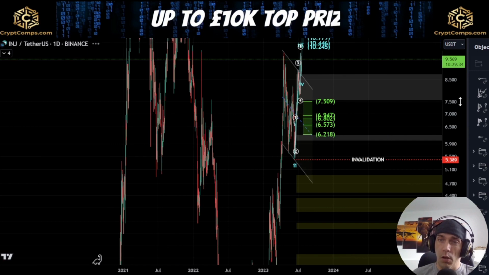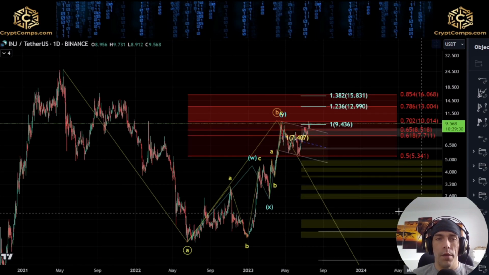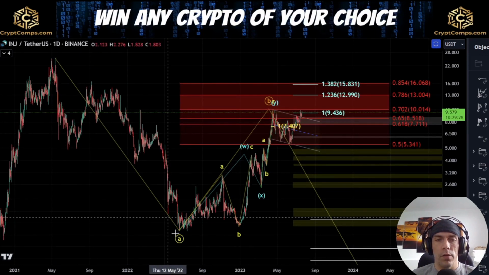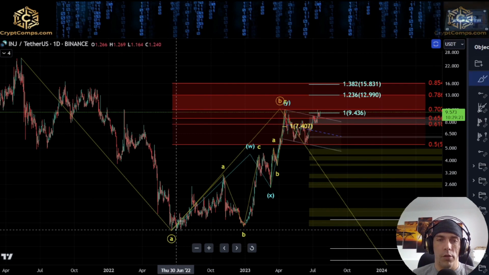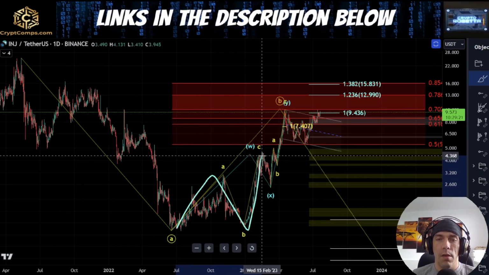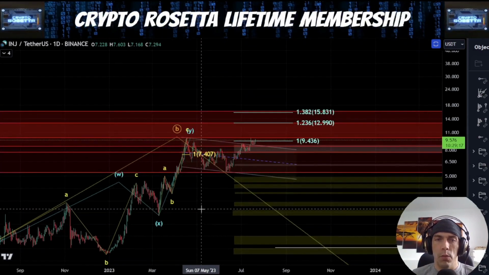bearish count here. So we're going to go over that bearish count right now, and what we'd be looking for within this effectively would be saying that this is an A wave here, and this whole move to the upside is a corrective structure. So we'd be looking at this as an ABC for a W. This is an X wave here, and what we'd be looking for is a Y wave.